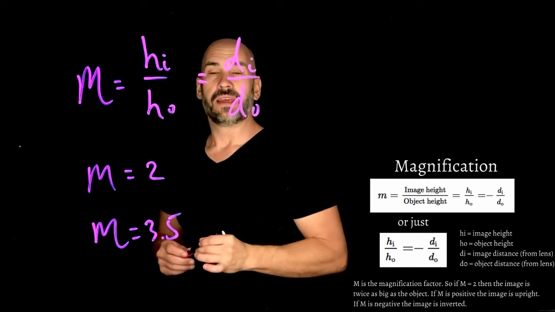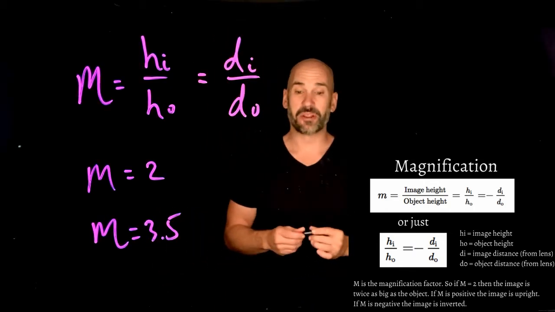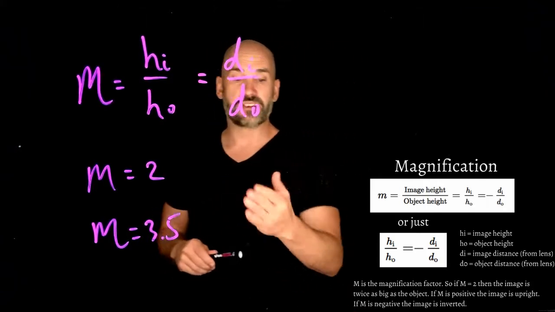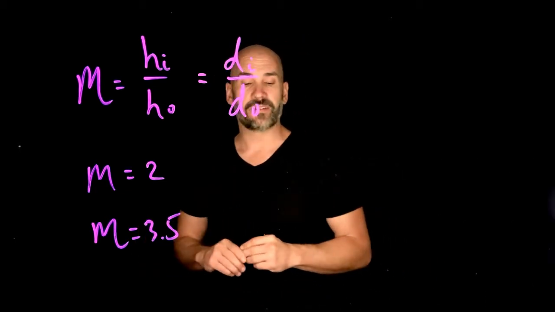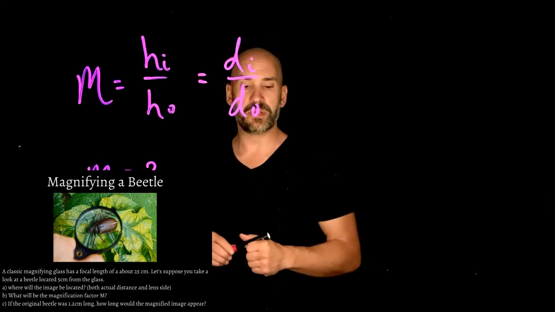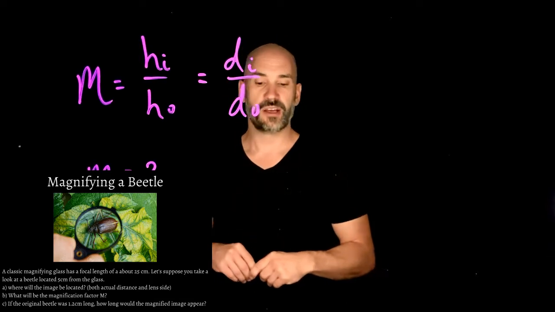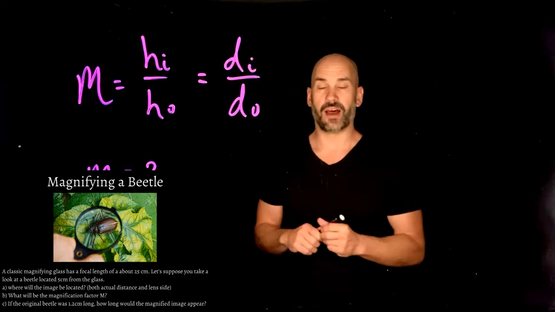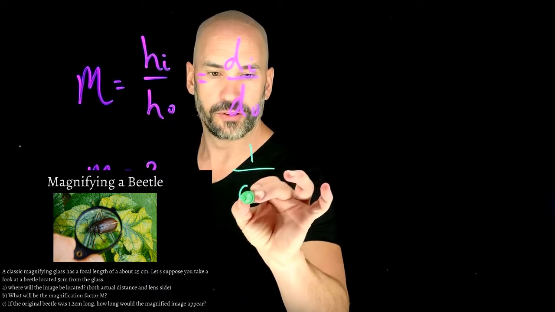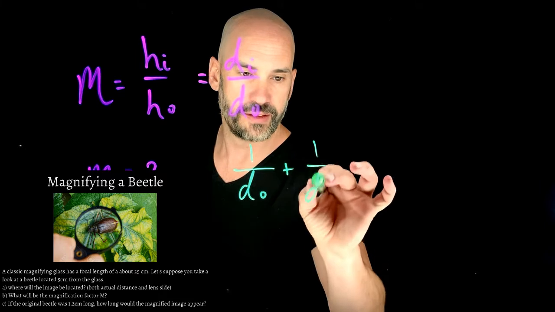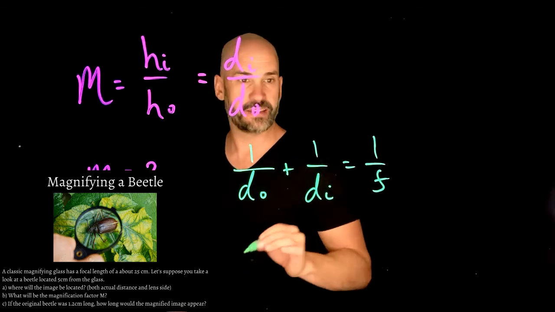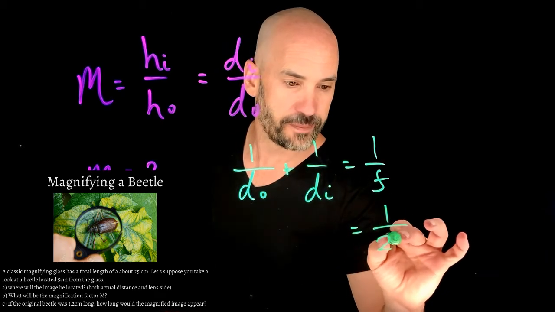And there's not really much more to it than that. So let's take a look at one example of what this might look like. Imagine magnifying a beetle. A classic magnifying glass has a focal length of 25 centimeters. Let's suppose you take a look at a beetle located 5 centimeters from the glass. Where will the image be located? We solve that using our classic thin lens equation, 1 over do plus 1 over di equals 1 over f. Our focal length in this case is 25 centimeters.